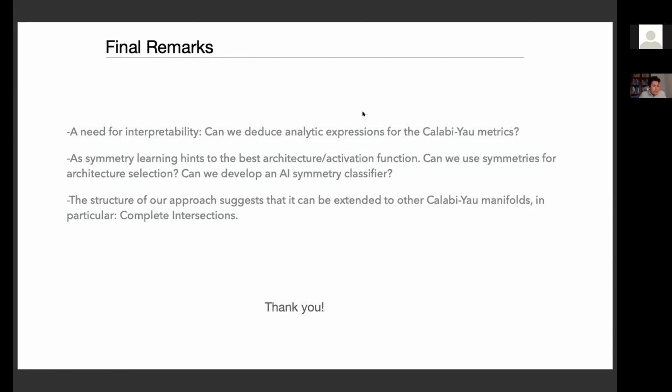And last, we see that the structure of our approach basically is modular. So we are taking the same neural network to approximate different Calabi-Yau metrics also in different dimensions. So there is hope that this approach can be extended further to other Calabi-Yaus, such as complete intersections, for instance. And yeah, basically this is what I wanted to tell you.